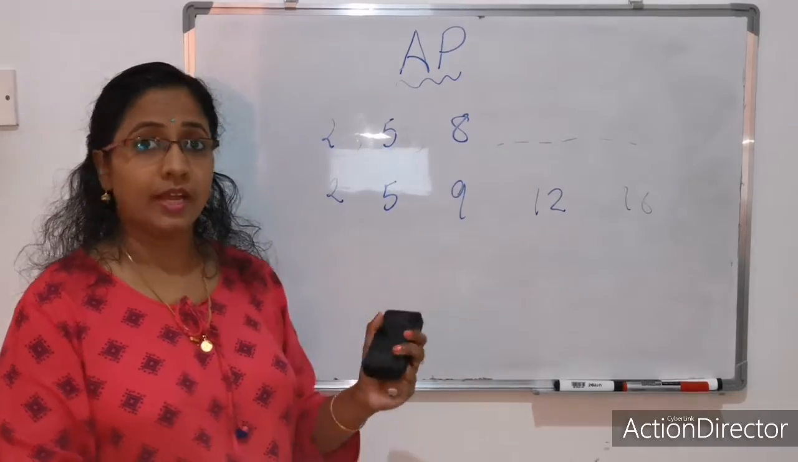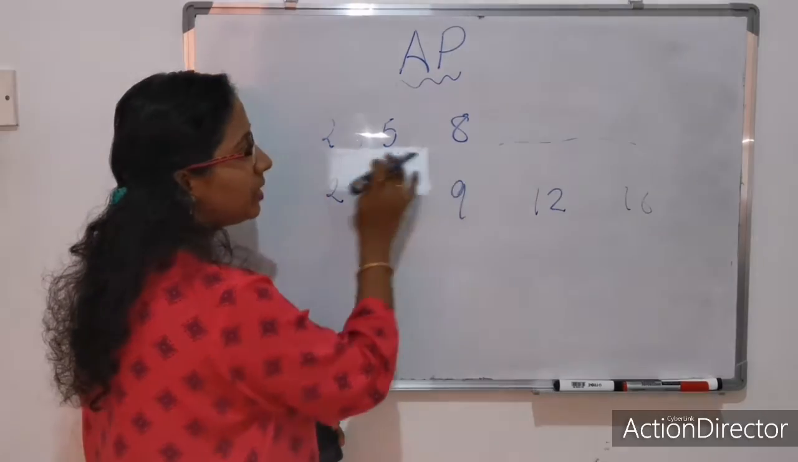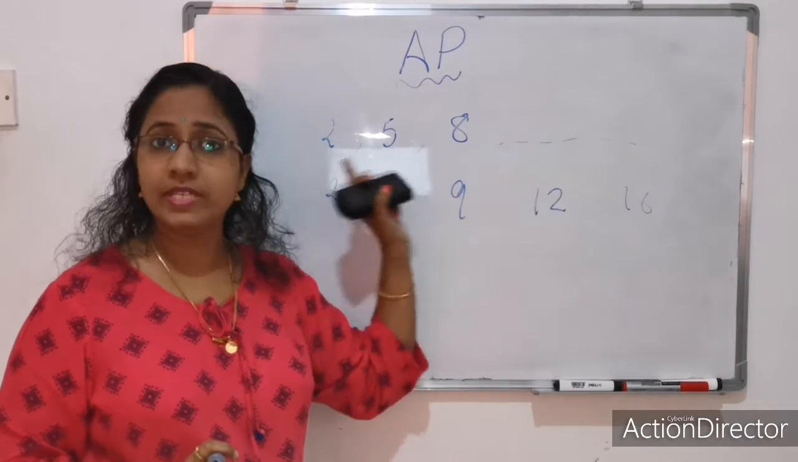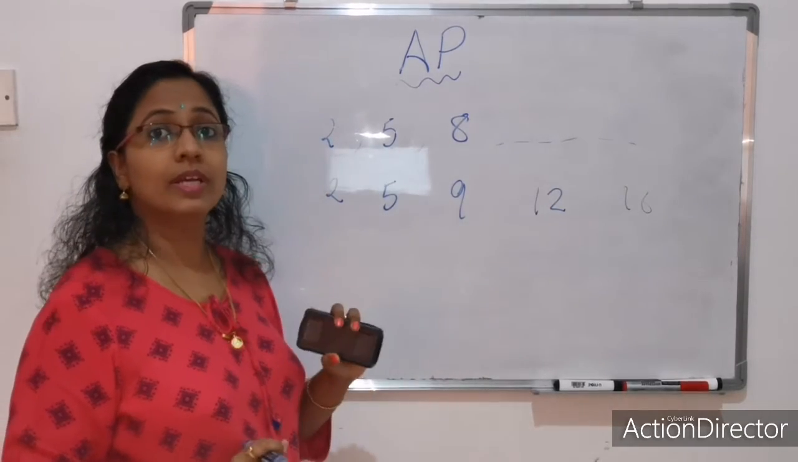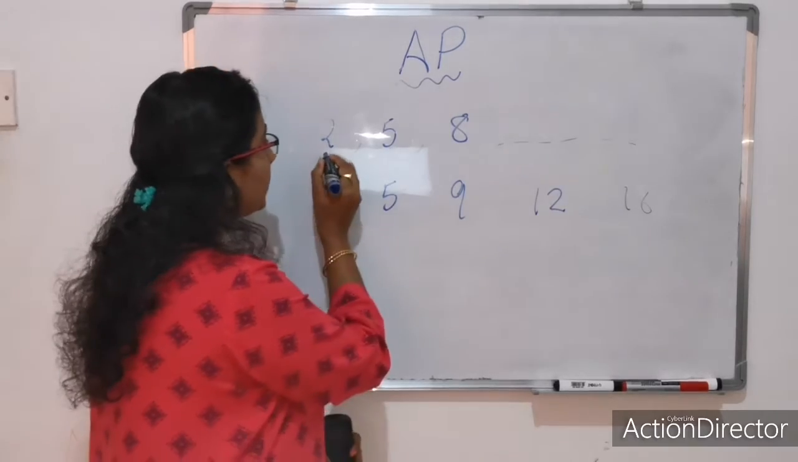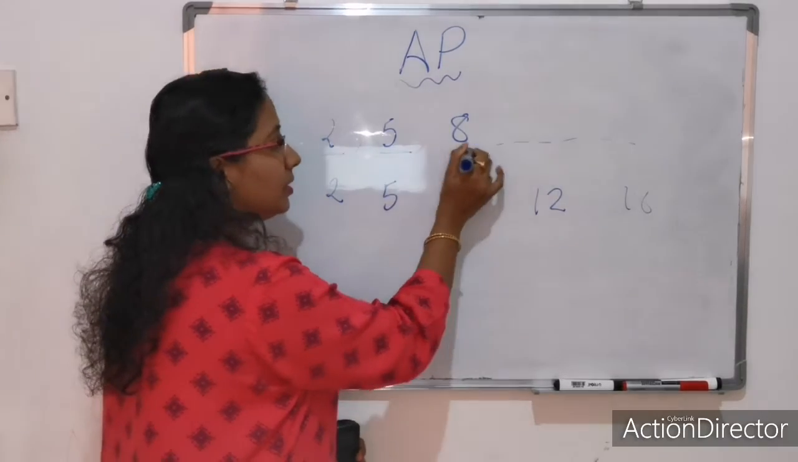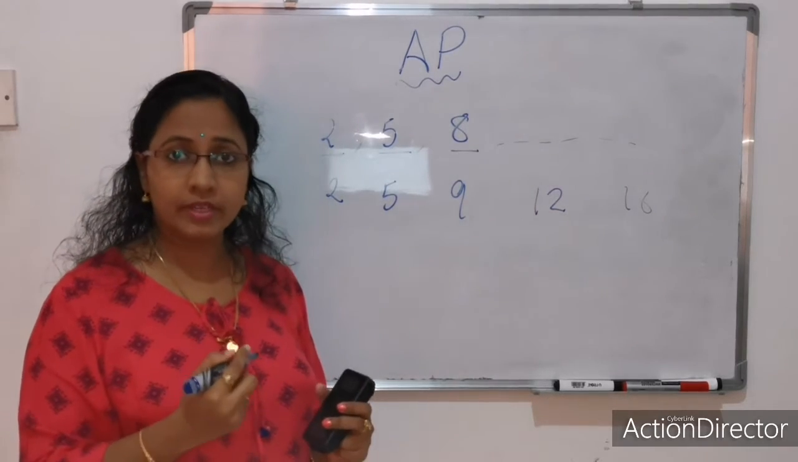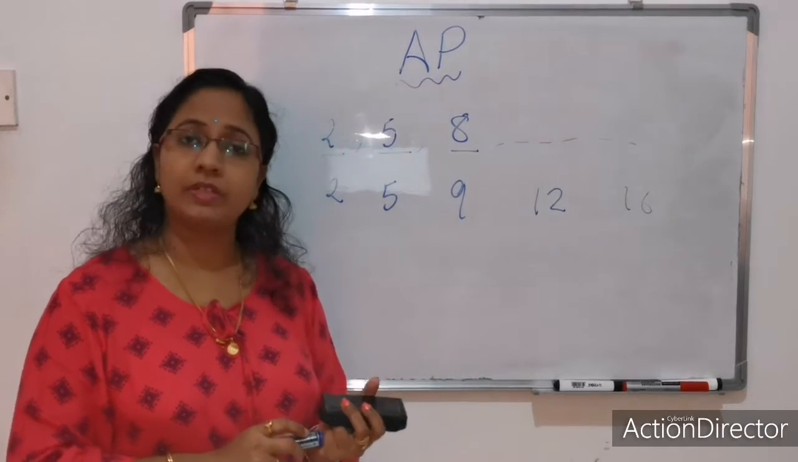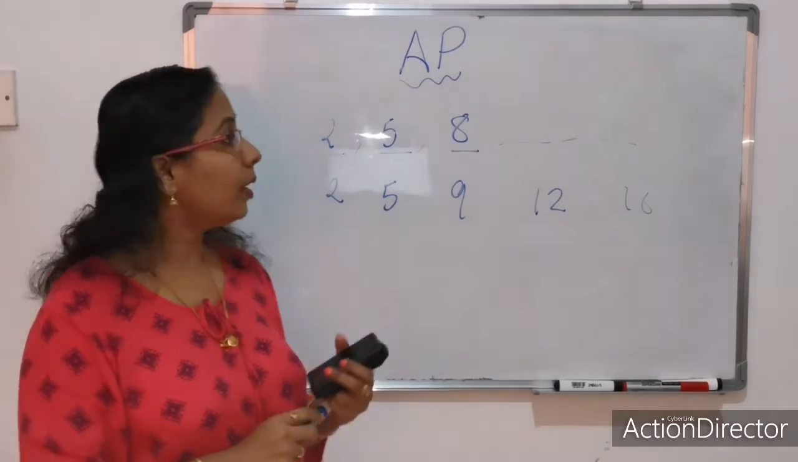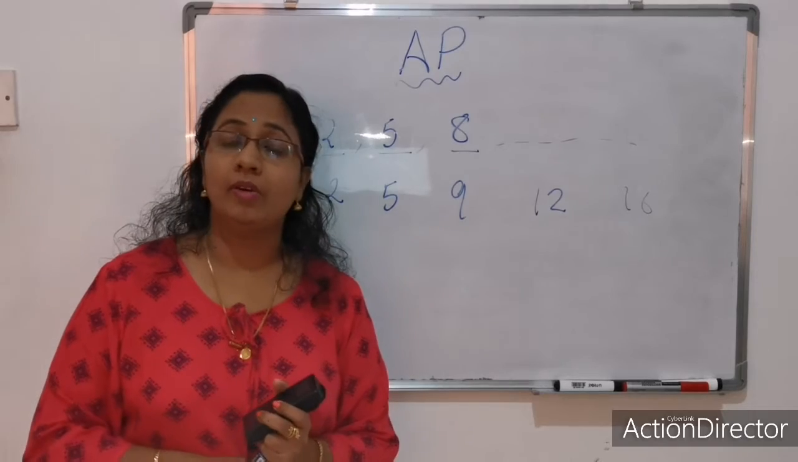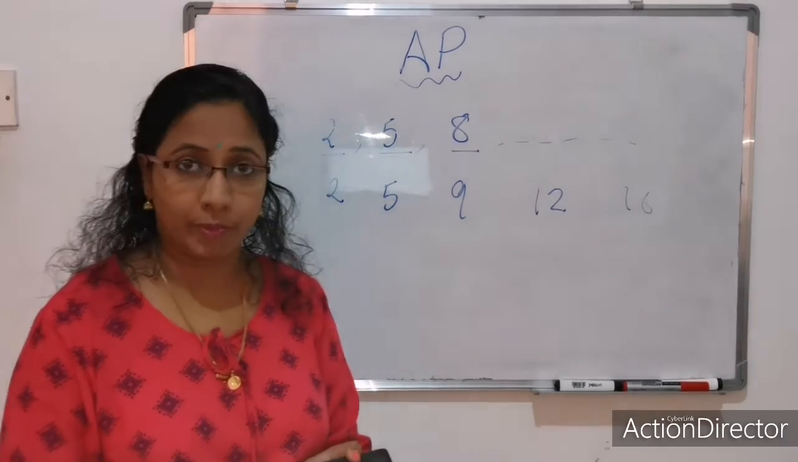Now the second condition. Normally every number of this group is known as a term. This is a term, this is a term, this is a term. Each and every number of a group is called a term. Now how will we find out whether it is an AP or not, or what is an AP?